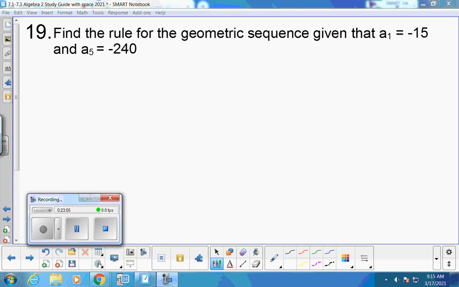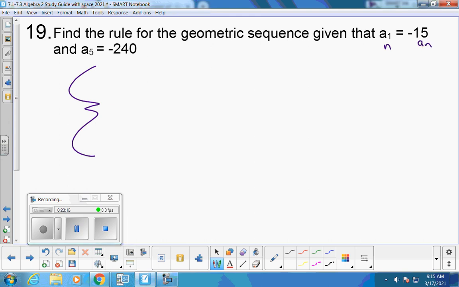Is that right? Okay. All right, so we're going to make ourselves a system of equations. We just learned this yesterday, so it's fresh in our minds. This is an n value, this is an AN value, this is an n value, this is an AN value. We don't know A1, and we don't know D.